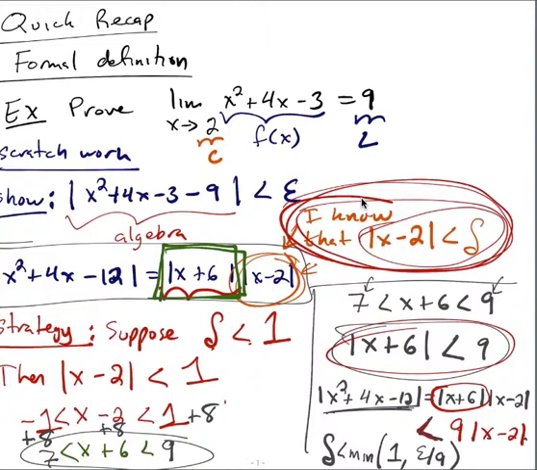Would it be okay to say that delta is equal to the smaller of 1 and epsilon over 9? Is that the same thing? It's not the same thing, but it's equally valid. Why? Because in the definition, x minus 2 is strictly less than delta. So if you make delta equal to or less than, it doesn't matter. Either one is fine.